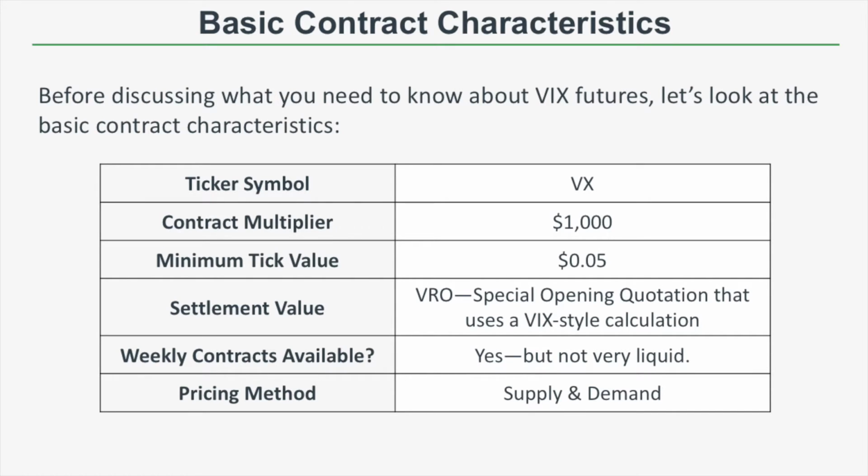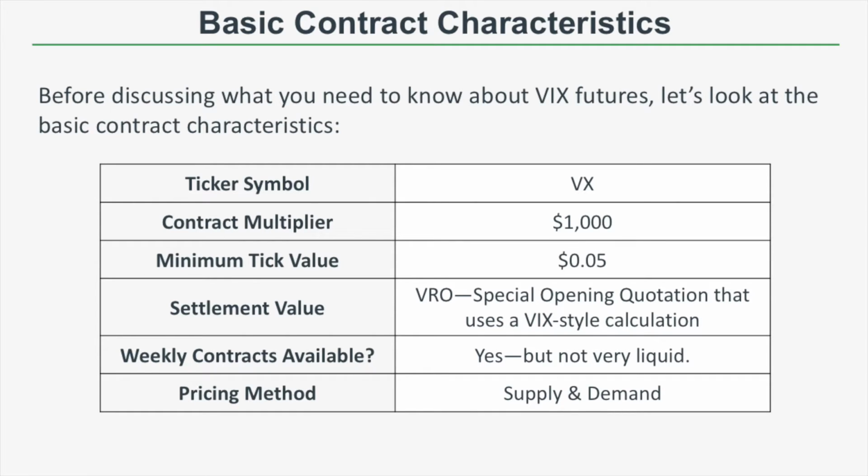Next, the settlement value of a VIX futures contract is VRO, which is a special opening quotation that uses a VIX-style calculation on the morning of VIX settlement. Now, there are weekly VIX futures contracts available as they were recently introduced, but they're not yet that liquid. So I would not recommend trading the weekly VIX futures contracts until the open interest and volume picks up in those. If you are going to trade a VIX future, you're probably better off staying in the standard monthly contracts that correspond to the standard VIX option settlement dates.